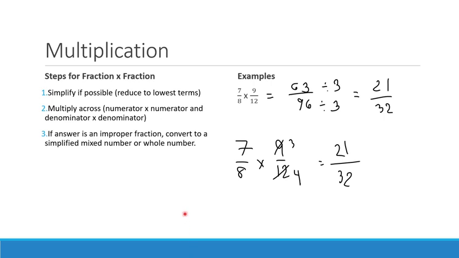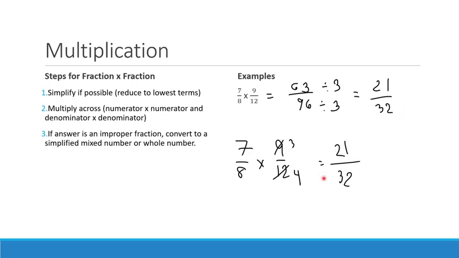There are a few things to keep in mind when multiplying fractions. First, when multiplying, we're just multiplying across. 7 times 9, that will give you 63, and 8 times 12 will give you 96. That's our new fraction. Now we always want to simplify fractions if we can, and in this case, if you divide both 63 and 96 by 3, you'll get a simplified fraction of 21/32.